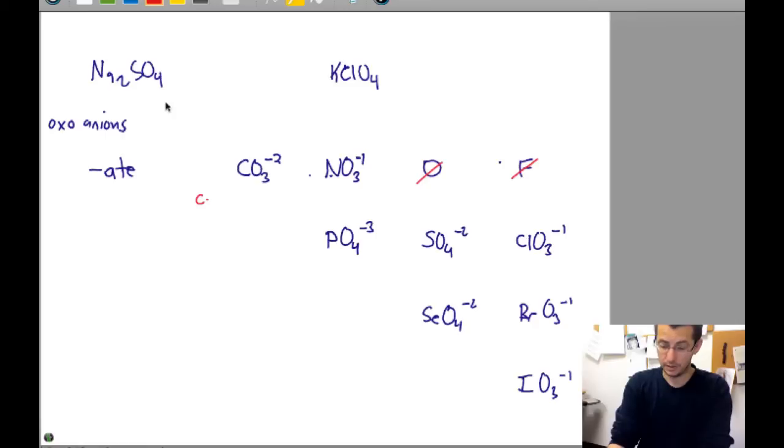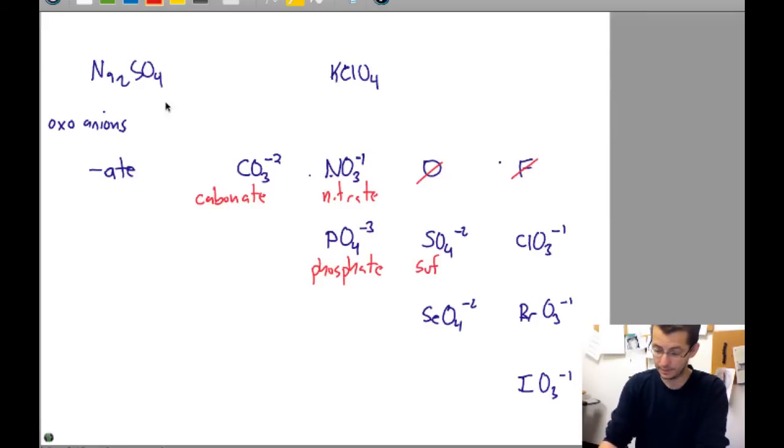They all end in the ATE ending, so this is carbonate. This one is nitrate. Phosphate, based off phosphorus. Sulfate, based off sulfur. Selenate, based off selenium. Chlorate, bromate, and iodate.